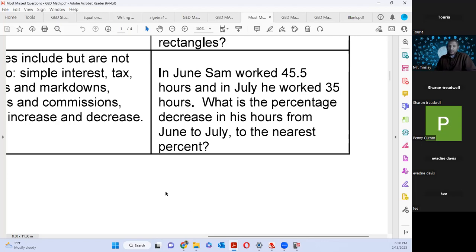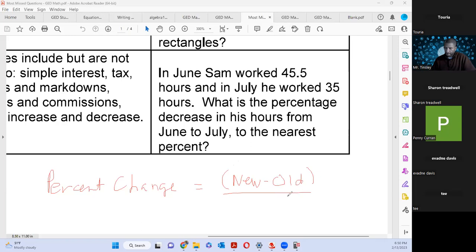Anybody? New minus old? Who said that? Penny. Penny, right. So what is it again? So percent change. This is why I'm saying this. You didn't see a whole lot of percent change on the GED in the past, but I've been getting emails. The last several tests, percent change is on the exam. So percent change is equal to, what did you say, Penny? New minus old. You got a new minus the old.